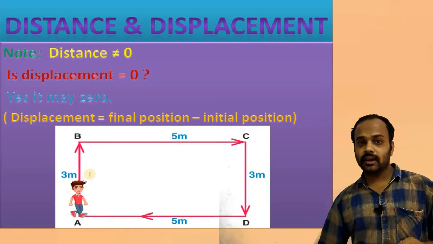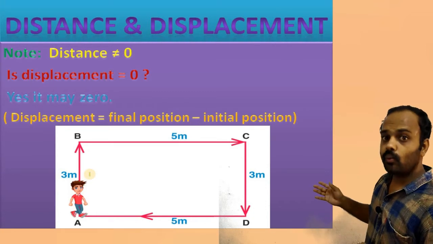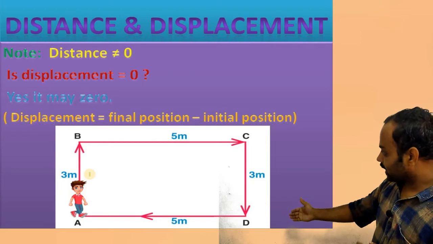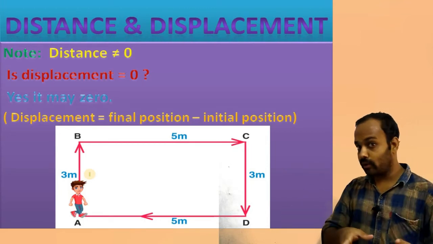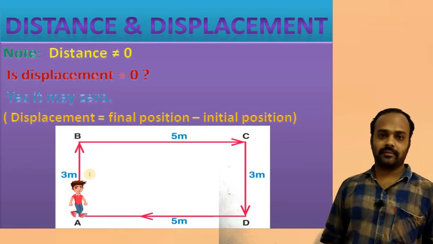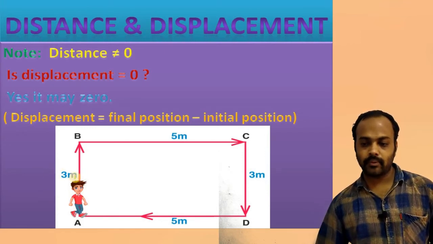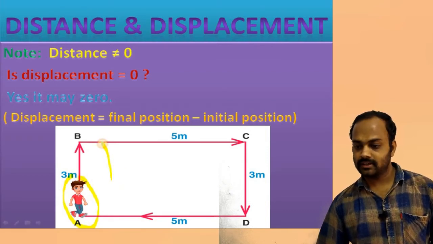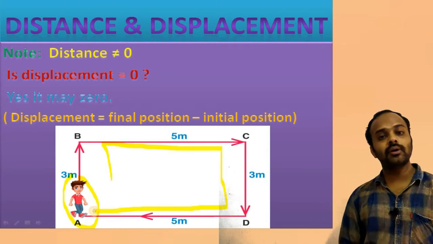Here we are taking one figure. A boy is walking on a rectangular track. He walks A to B, B to C, C to D and D to A. The boy starts walking from point A, then he moves to point B, then point C, then point D, and then again he comes to point A.